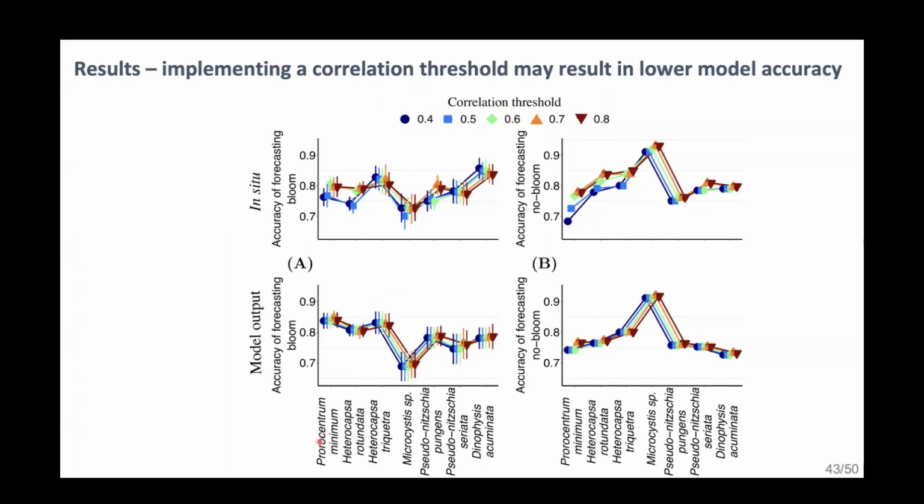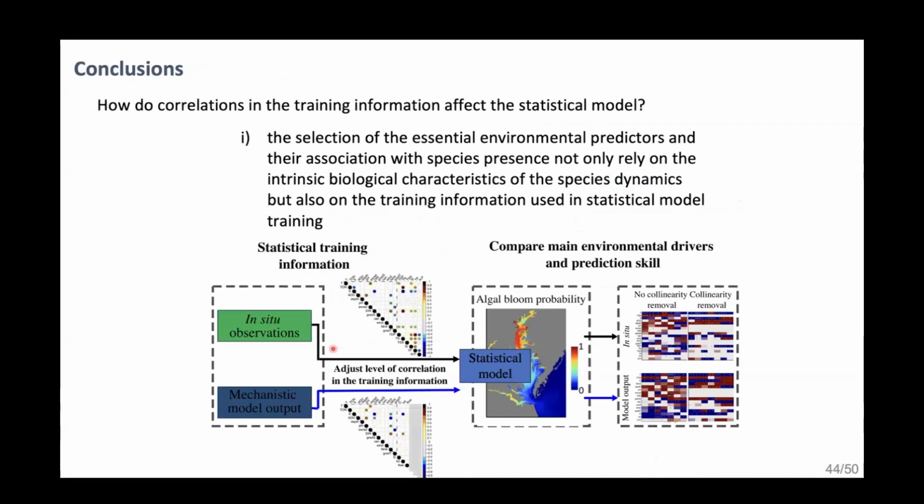For example, for these two taxa, Prorocentrum minimum and Heterocapsa, we see that when we implement the low correlation threshold, so when we remove more and more environmental predictors in our training information, this may result in a lowering of your model accuracy, depicted by these blue dots when you compare them to the other dots. But this also clearly depends on the taxon of interest, and it also depends on whether you use in situ versus mechanistic model output to train your model. And indeed, we do not see this drop in accuracy when we train a model using mechanistic model output. So it's pretty complex. And here are the conclusions.